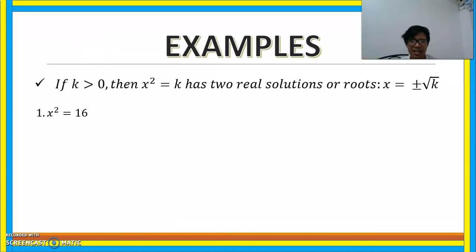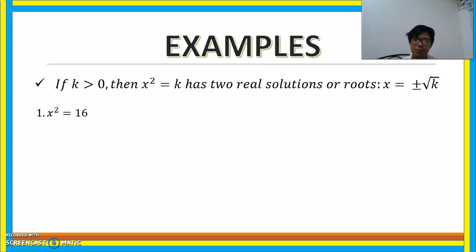Let me give you an example. Let us use first the first property: if k is greater than 0, or if k is positive. Say for example, x squared equals 16. 16 is positive, so we are expecting two real solutions.